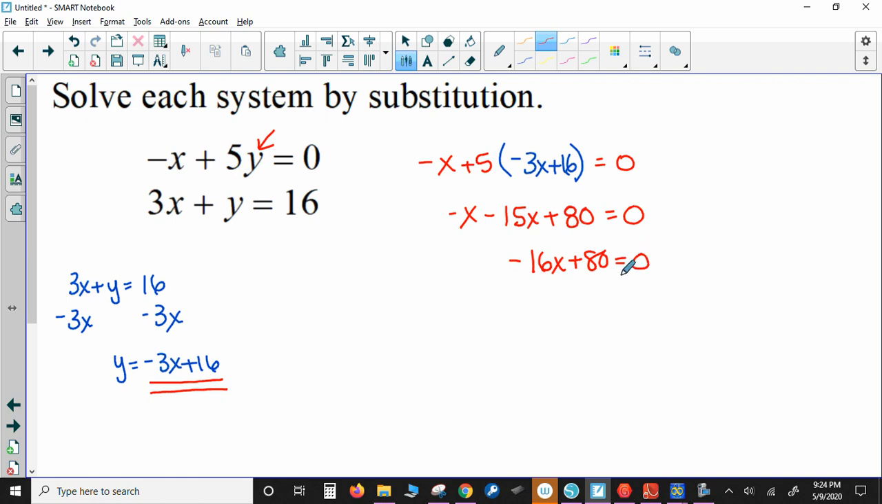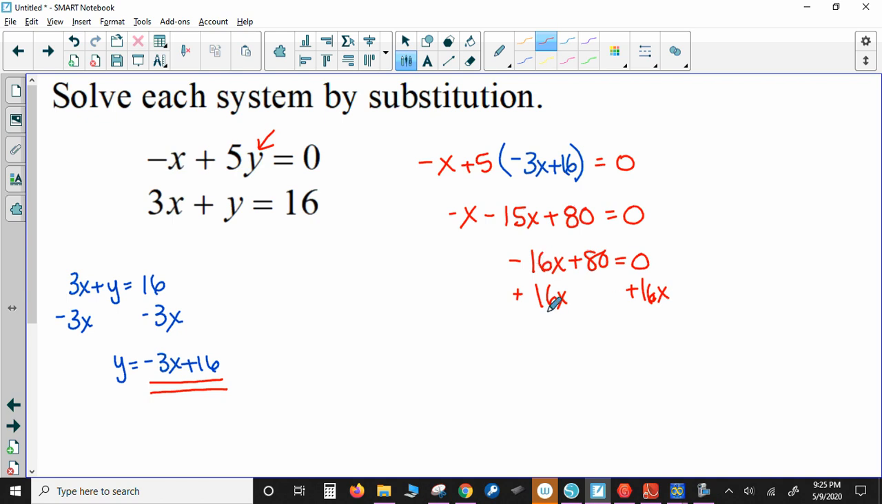My goal at this point is to get the variable on one side of the equal sign and the number on the other side of the equal sign. It doesn't matter which one of these I move, but if I move this 16 to the other side, it's going to become positive, and I love positive numbers. We have a much better chance of being accurate and correct if we work with positive numbers.